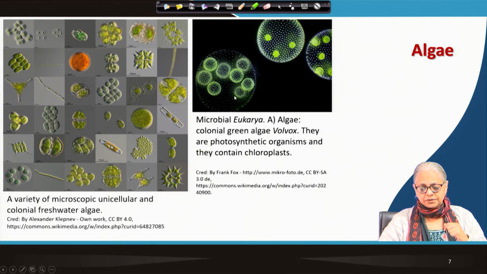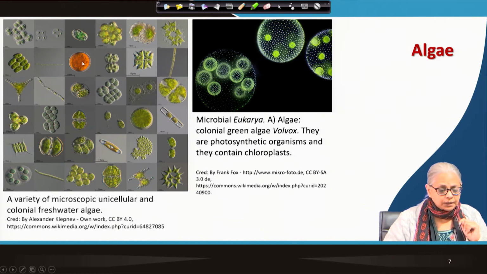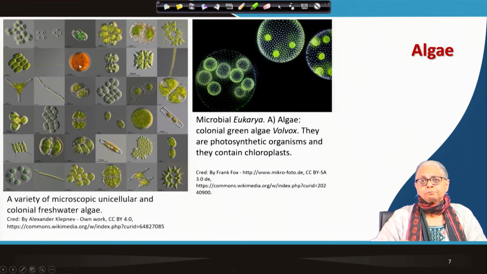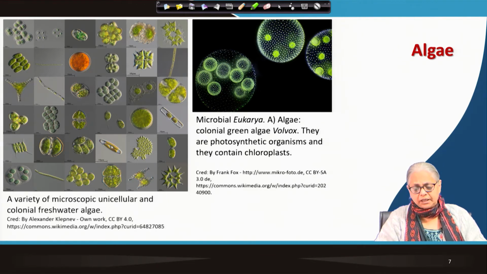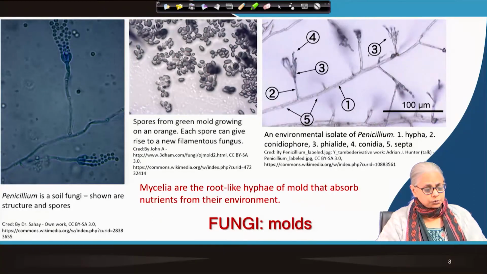And here are more examples. These are eukaryotes, and this is colonial green algae called volvox. They are all photosynthetic organisms and they all contain chloroplasts. So you can see the green color. However, there's one example of a red colored algae here, and there are several other pigmented forms of algae, which I will go into later.